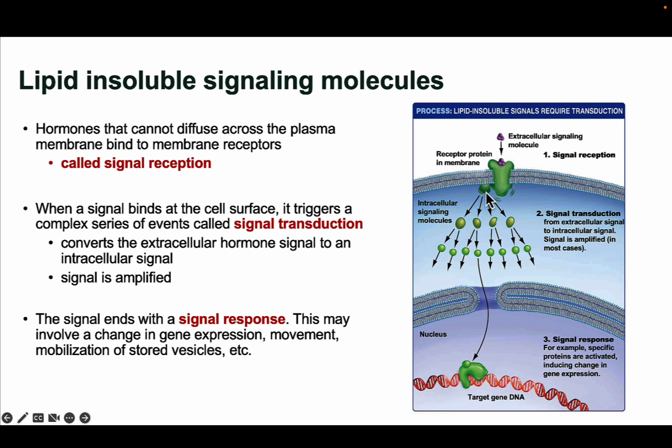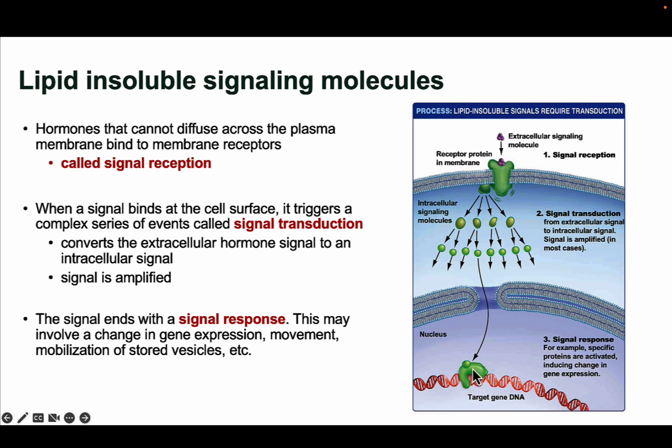Okay, so one player now becomes a little bit of a Ponzi scheme, where one person can enlist a few more people, and then those people can enlist a few more people. And so you amplify this signal, okay? And this lets the body get away with producing very low levels of hormones to produce a very strong intracellular response. This pathway, just like the other pathway, eventually leads to a signal response.